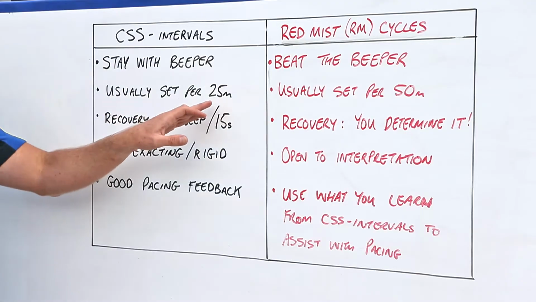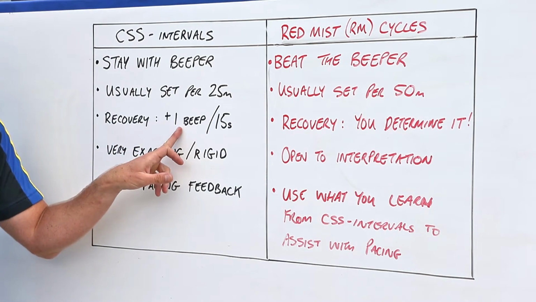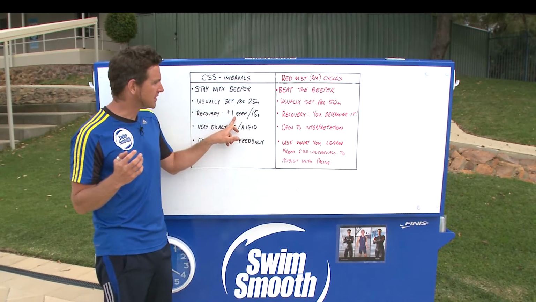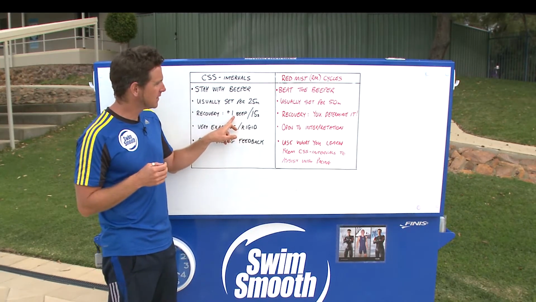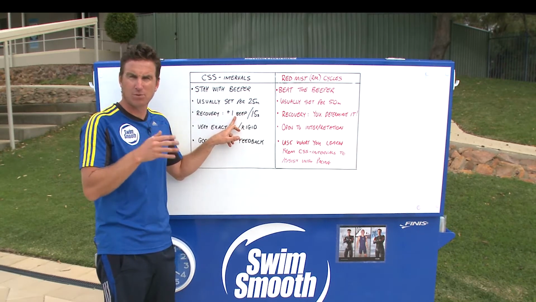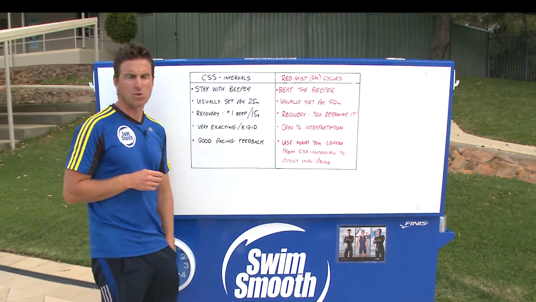So we usually set that per 25 metres. We often express the recovery between these intervals as +1 beep. So in the case of that swimmer who had a 140 per 100 metre target time, or CSS pace, 1 beep recovery would be 25 seconds, because the interval is set 25 seconds per 25 metres. So take 25 seconds rest between each one.